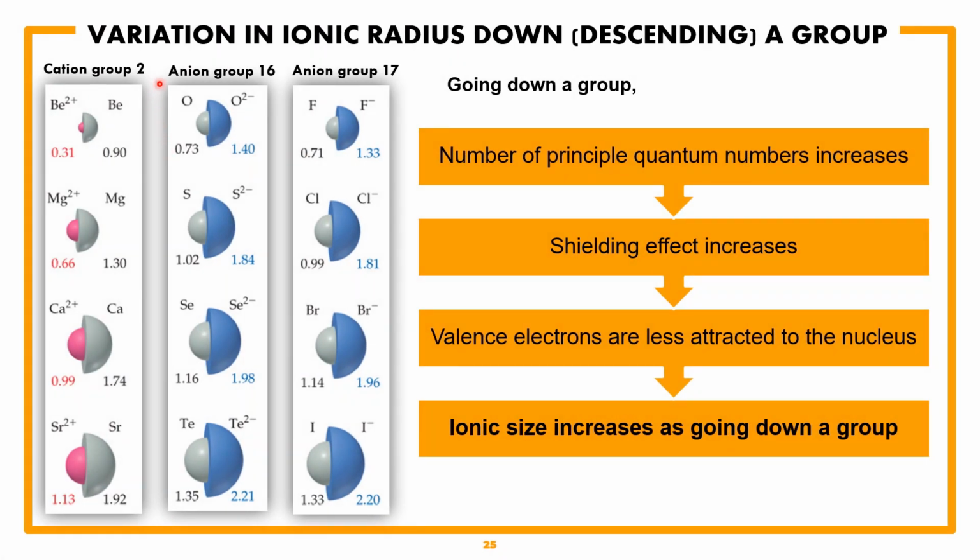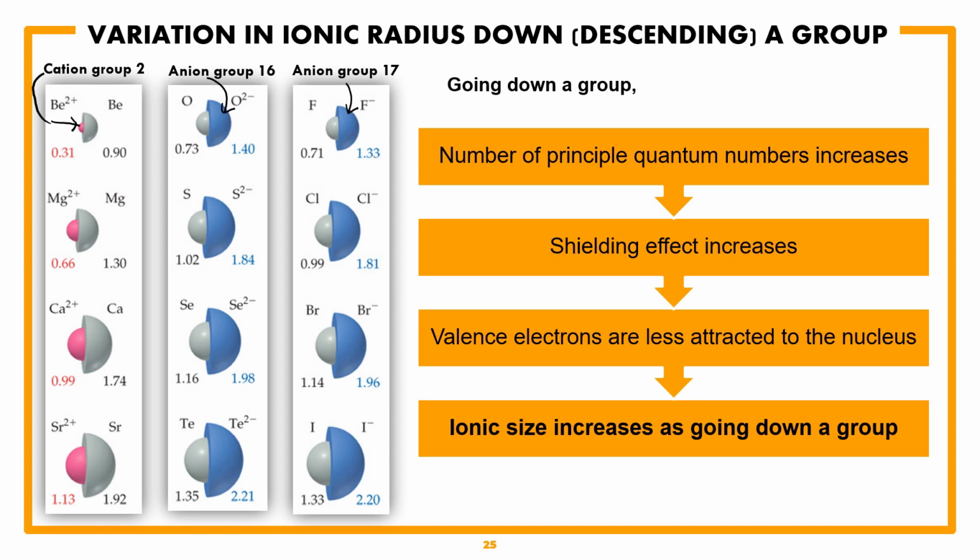The last category will be the variation in ionic radius down or descending a group. So here you can see the variations of the ionic size, okay, going down a group. So kita ada cation group 2, anion group 16 dan anion group 17. So for here, in here you boleh nampak yang warna pink ini merujuk kepada cation lah. Okay, so yang biru ni merujuk kepada anion group 16 dan yang biru ini juga merujuk kepada anion untuk group 17.